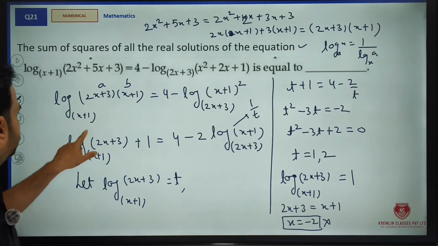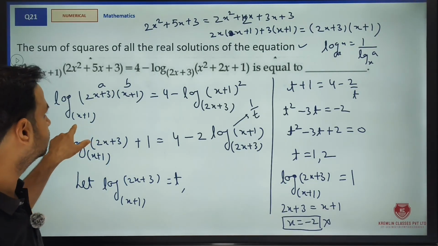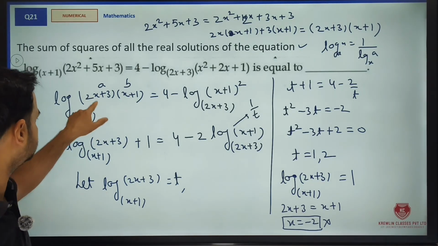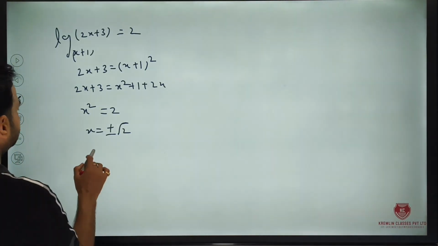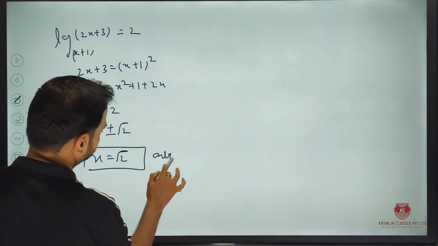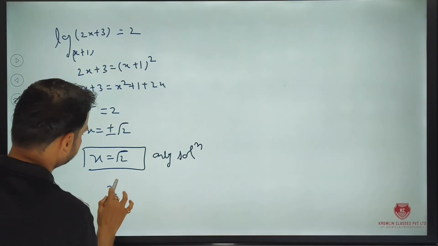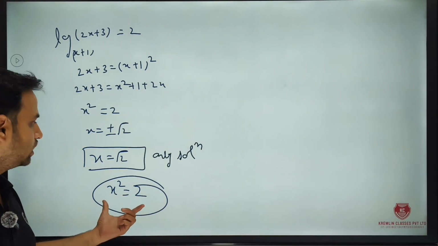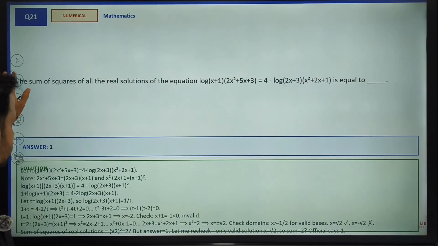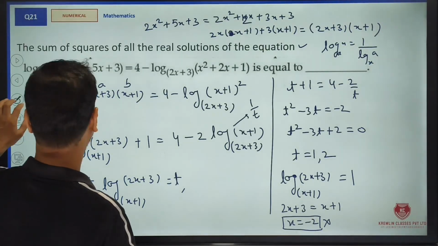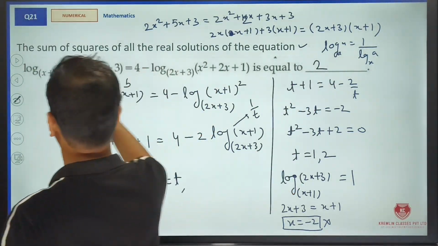Again we have to check whether minus root 2 is acceptable. When we put minus root 2, again it is not acceptable in any of the logs. So x equal to root 2 is the only solution, and its square is given by x square equal to 2. Again it is the single answer, so the sum should be 2. Okay, the sum of all the real solutions is equal to 2, so the answer is 2.